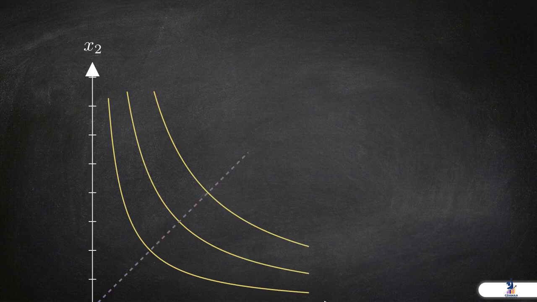To construct it, we project a 45-degree ray from the origin, ensuring it intersects every indifference curve. Utility is simply the distance measured along this ray. It tells you how far out you must travel, consuming equal amounts of every good, to be exactly as satisfied as you are with a given bundle.